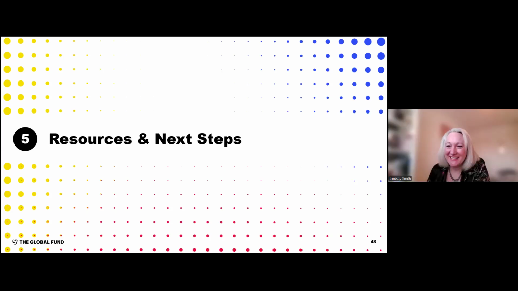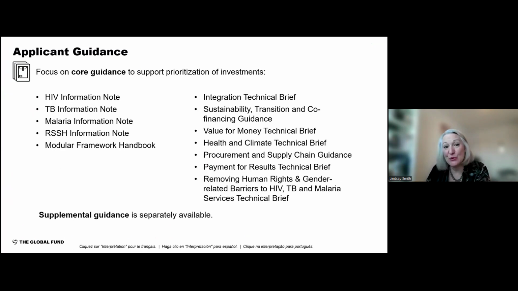Thanks very much, David. So let's go on to the next slide. We'll do a recap of some of the resources that are available to you. Already on the Global Fund website, there has been a selection of core guidance that is encouraged that anyone that is involved in the development of the funding request reviews before they start working on the funding request. There are HIV, TB, malaria, and RSSH information notes. Those are the core investment guidance from the Global Fund.